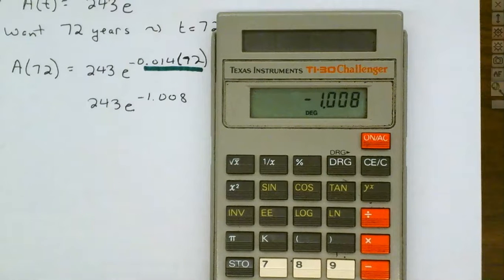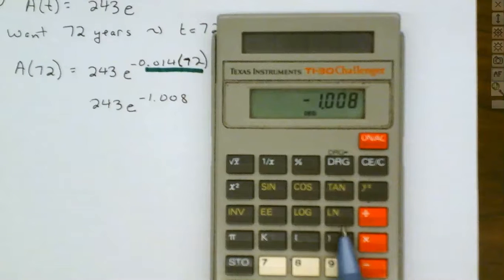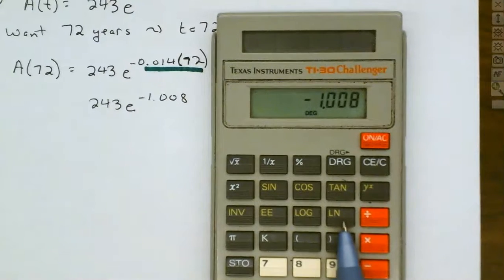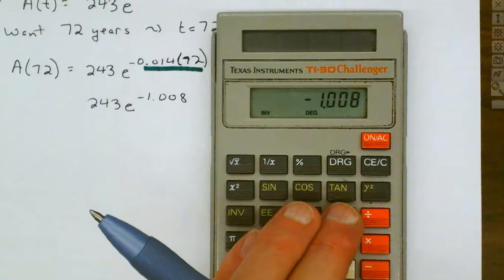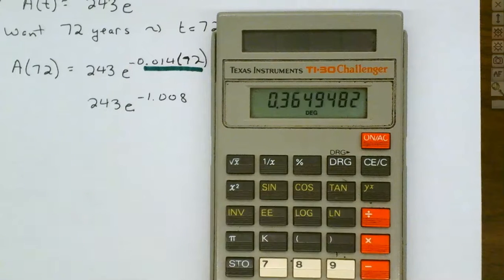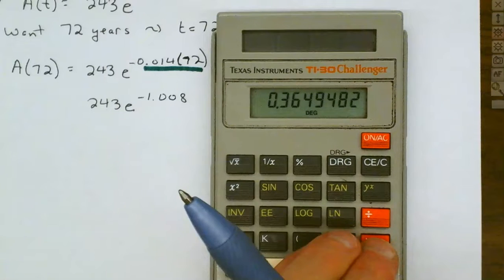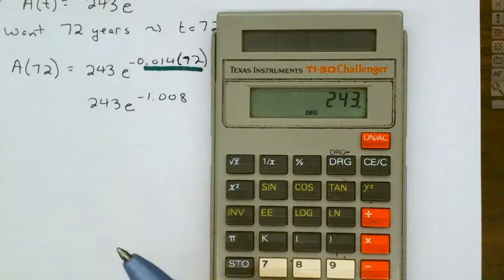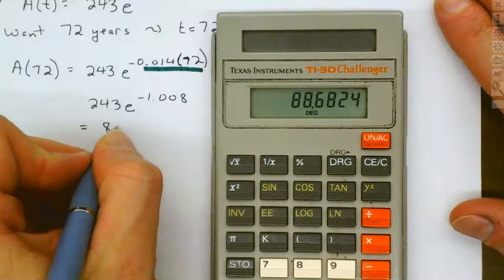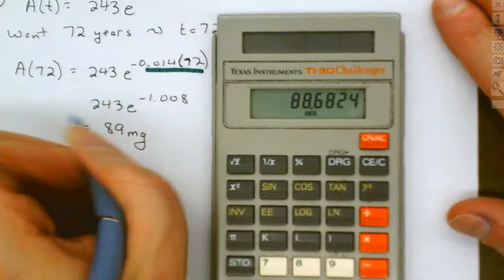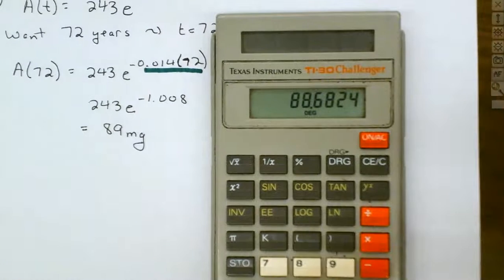Okay, so that's going to be our number in our calculator. Now, either type of calculator, somewhere you're going to have an ln key. So you're going to have to type inverse ln. That's going to make the exponential. And then once you've done that, you multiply that by 243, and that gives me now, to the nearest milligram, 89 milligrams. And that's going to be your answer.